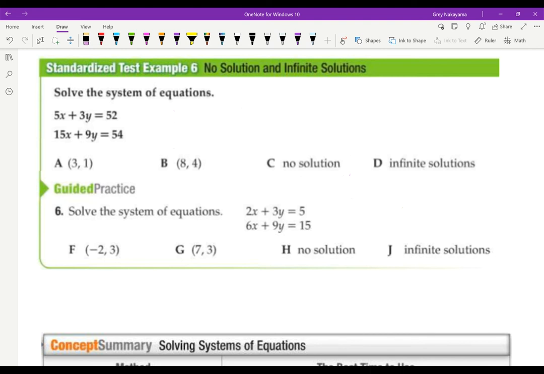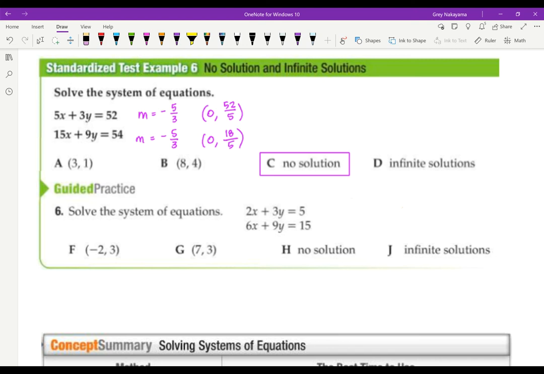I would look at this first before I did it algebraically, and I'd say, okay, the slope of that first one is -5/3. And the slope of that second one, -a over b, is -5/3. They have the same slope. Well, if they have the same slope, it can't be a or b. So then I'm going to go, okay, c over b is my y-intercept, so -52 over 5, and 54 over 9 simplifies to 18 over 5. Well, those are different ones. So same slope, different y-intercepts means that my answer is no solution.